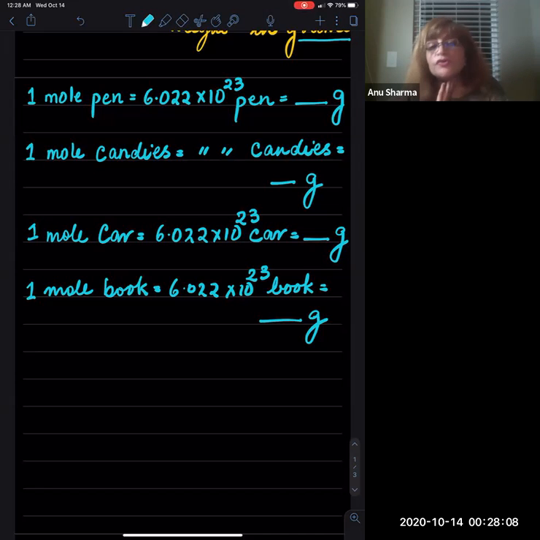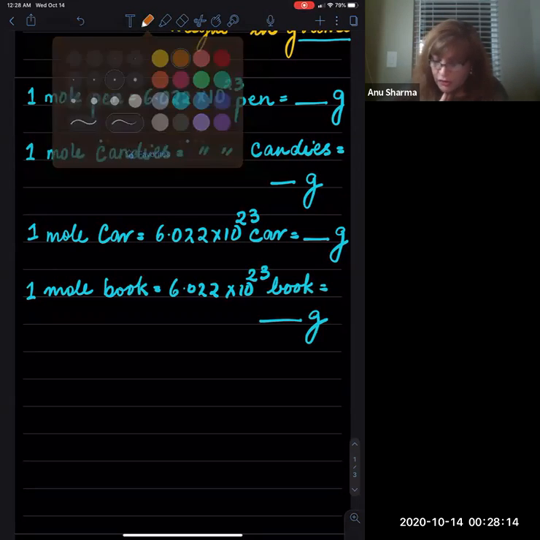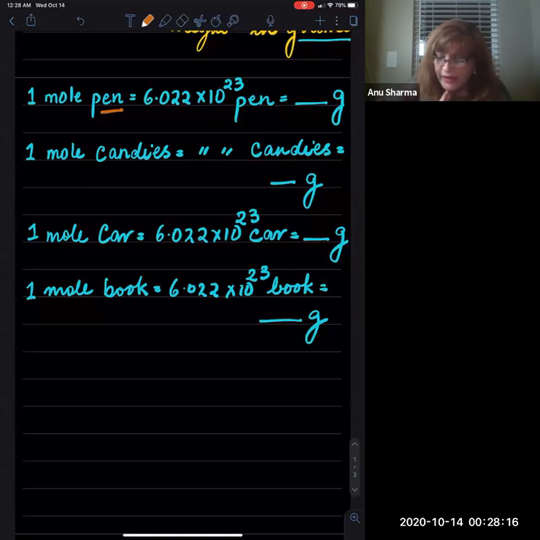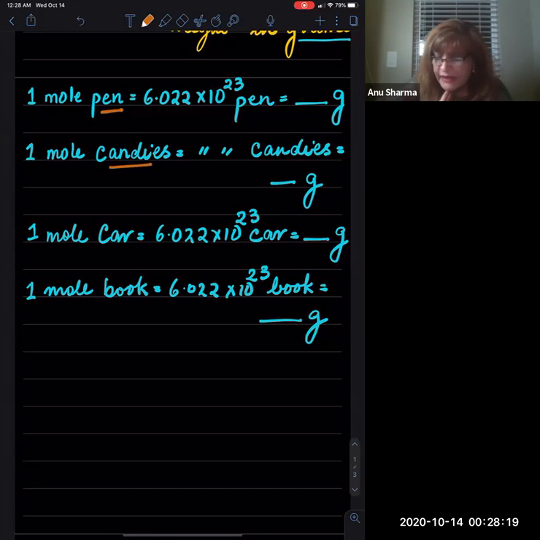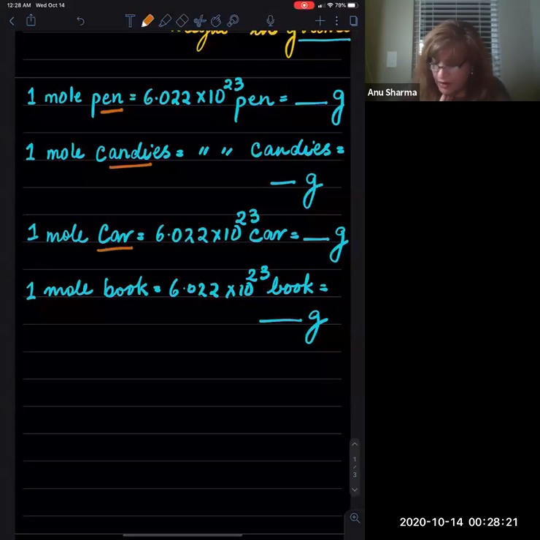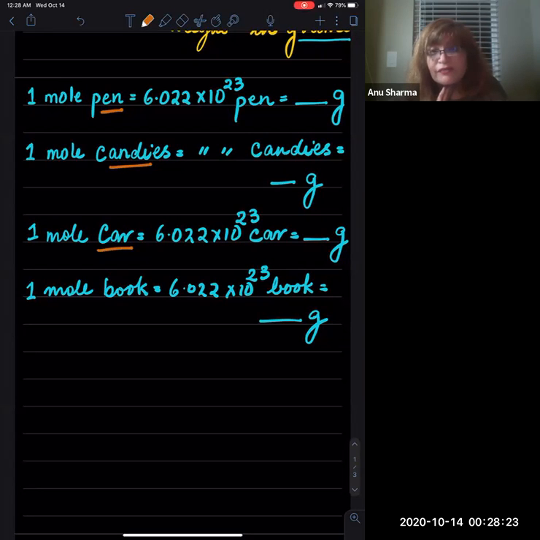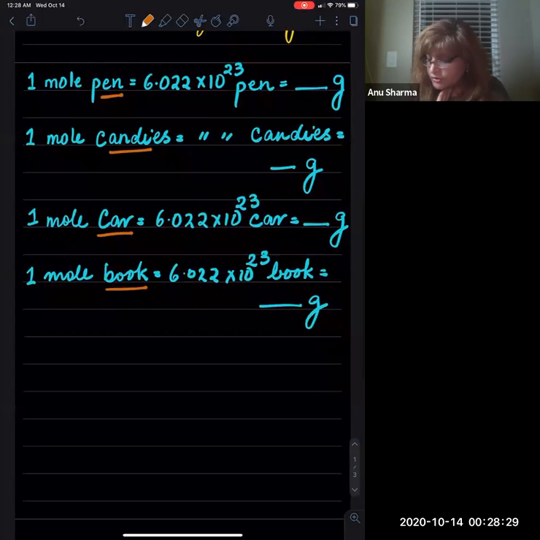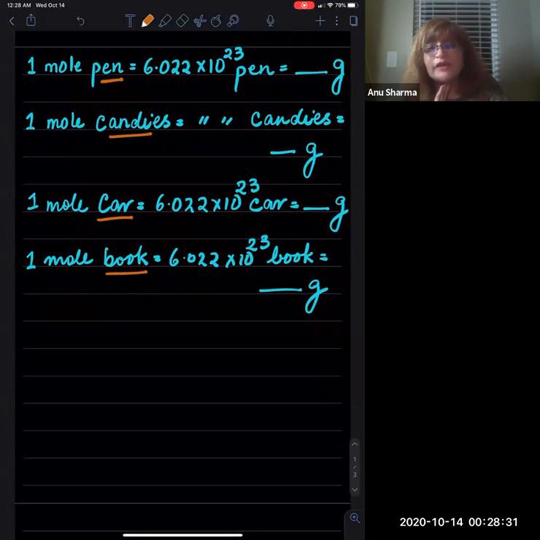Okay, so you see the weight varying. The weight varies with the entity that we have in question. If we have pens, obviously the weight is different. If we have candies, the weight is going to differ. If we have cars, the weight is definitely going to be very, very different. And if we have books, depending on how many books or what kind of books, like small size books or large size books, those things matter. Again, the weight is going to vary.